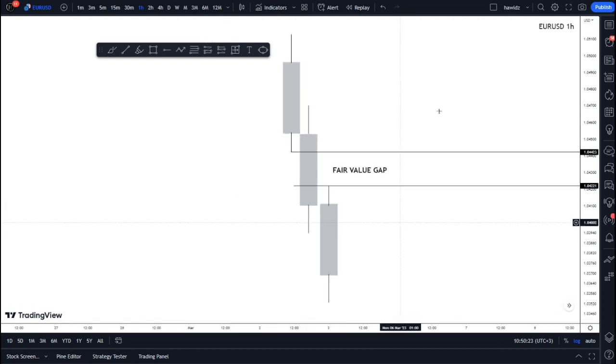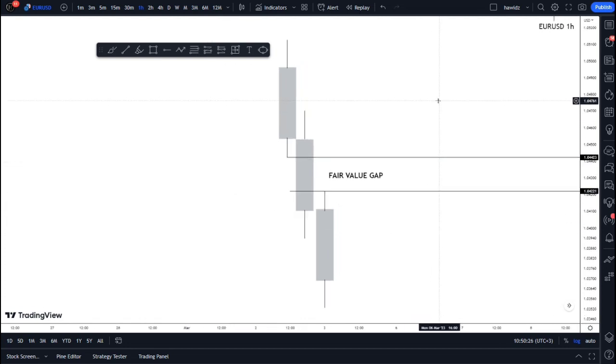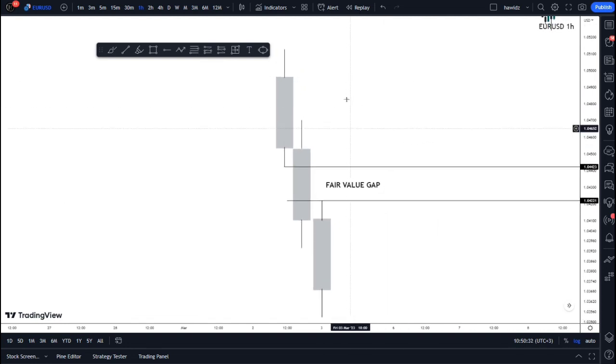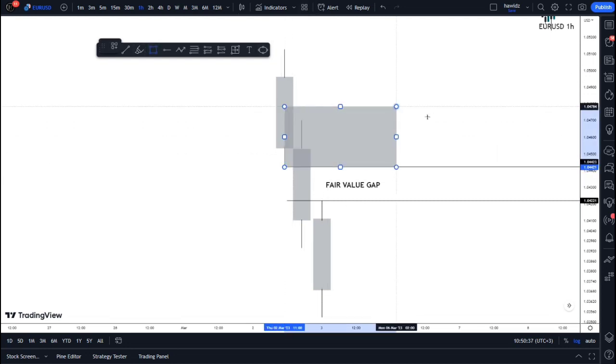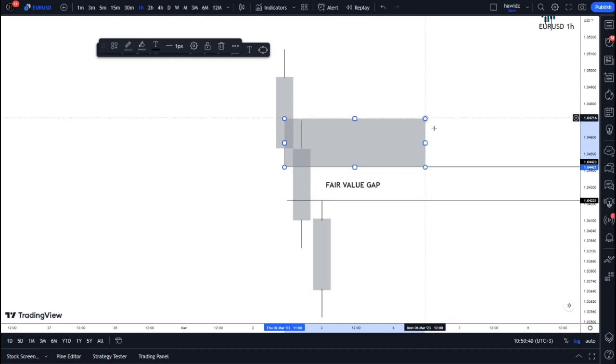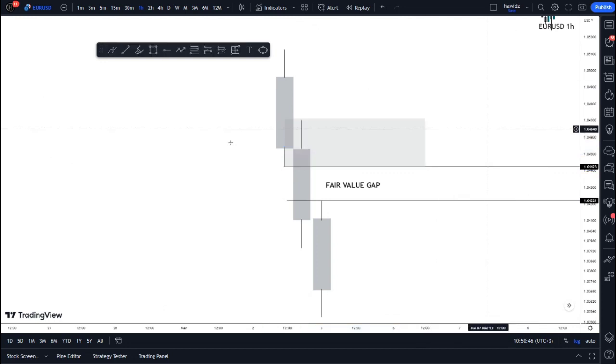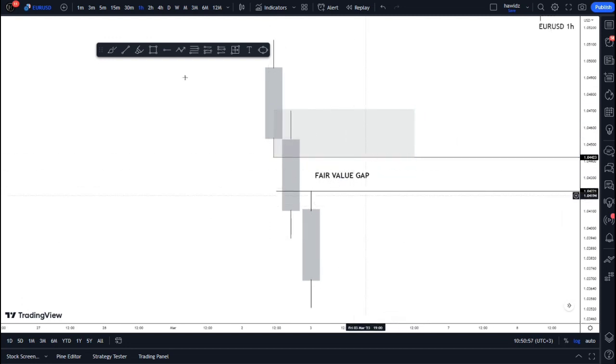Fair value gaps can be best used when aligned with order blocks. So for example, per se, this right here is an order block. We can just put this box back to normal. So if we have an order block resting here and we have a fair value gap below that order block in this bearish trend, saying that we have a low, a high, and a low.